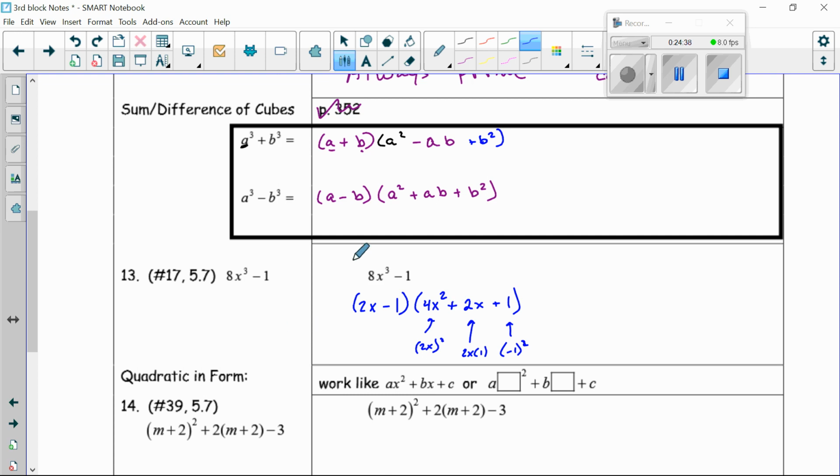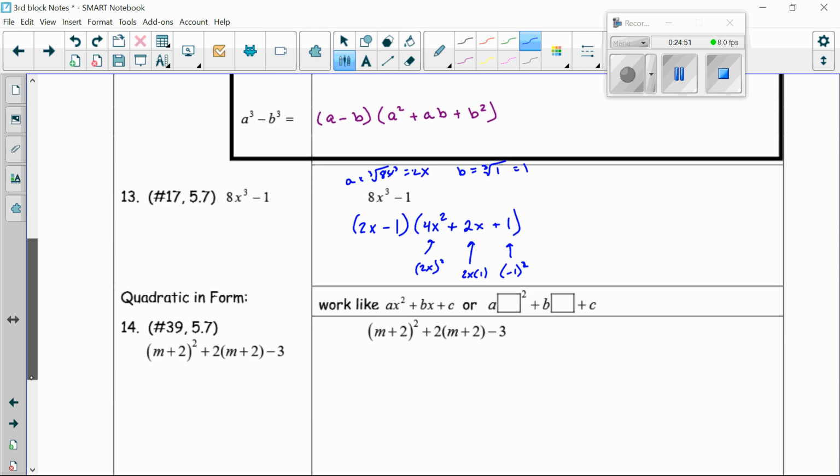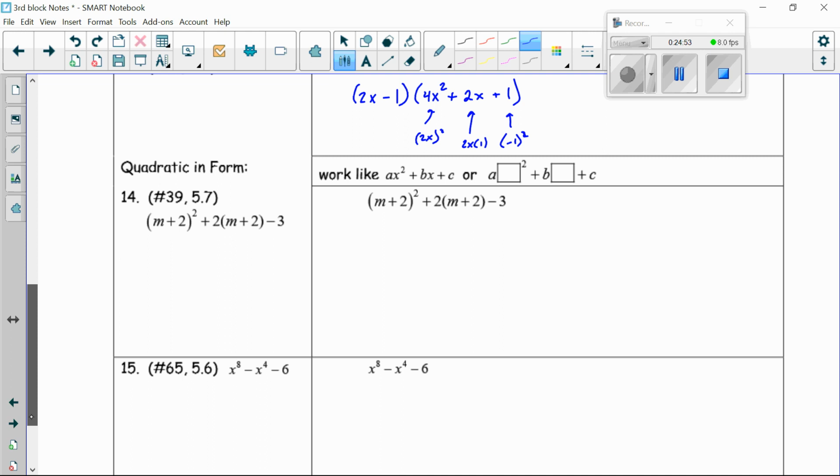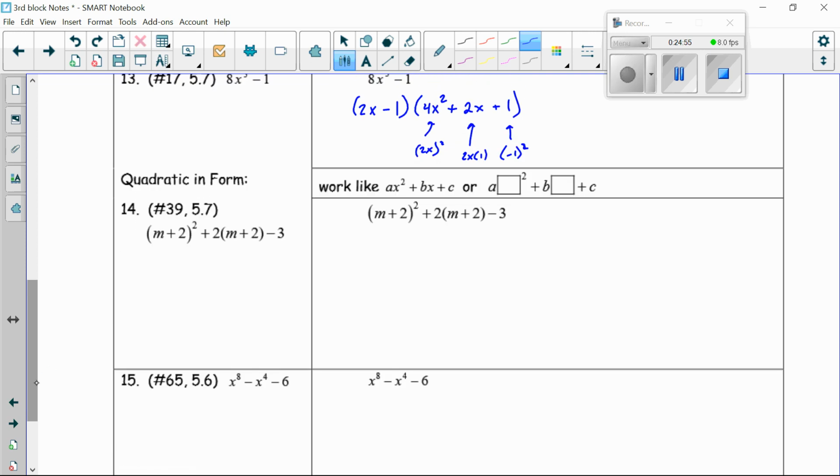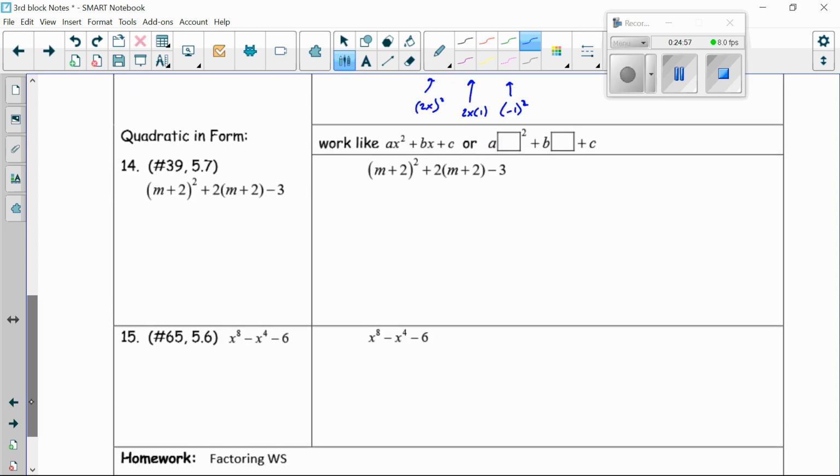Your a is the cube root of 8x cubed, which is 2x. Your b is the cube root of 1, which is 1. And the last ones you'll see, and I know this is getting a little lengthy in the video here, are quadratic form, or quadratic type. Anything that is attached to the square is your quadratic term. This is your linear term, and this is your constant.